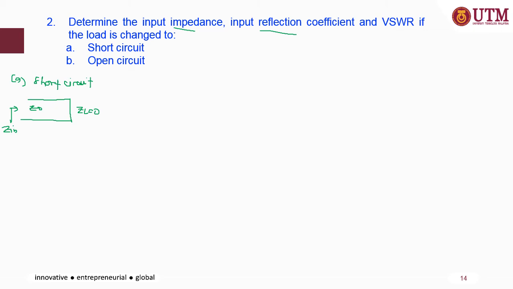Alright, remember the Zin equation if you have short circuit. Right, so for short circuit, your Zin equal to jZ0 tangent beta L. So in this case, it is equal to j, your Z0 earlier equal to 50, tangent beta, again 2 pi over lambda, times your L, lambda over 8. So you should get your Zin for short circuit equal to j50.